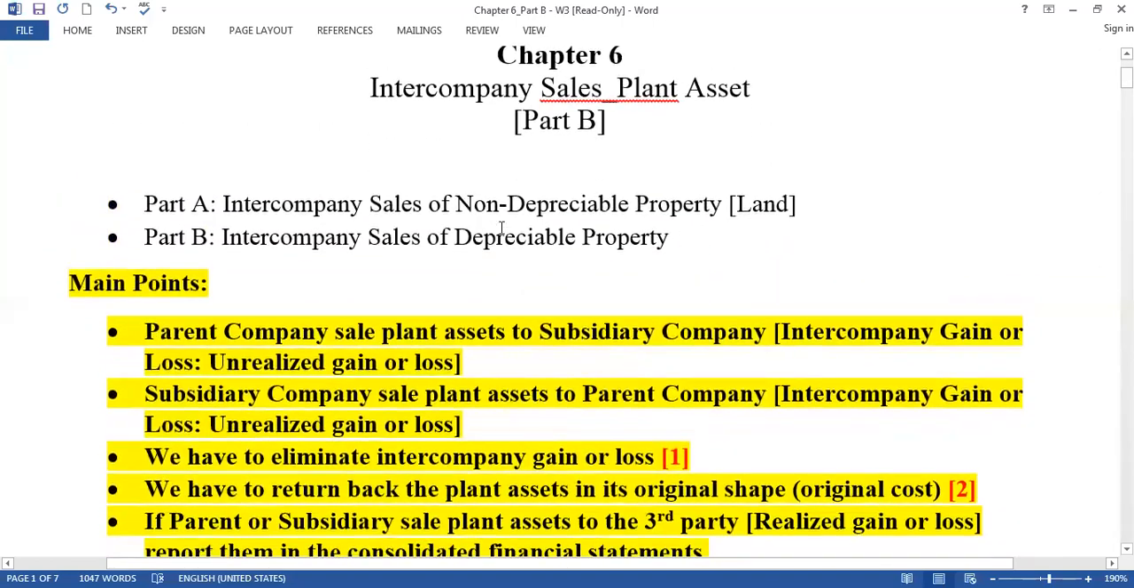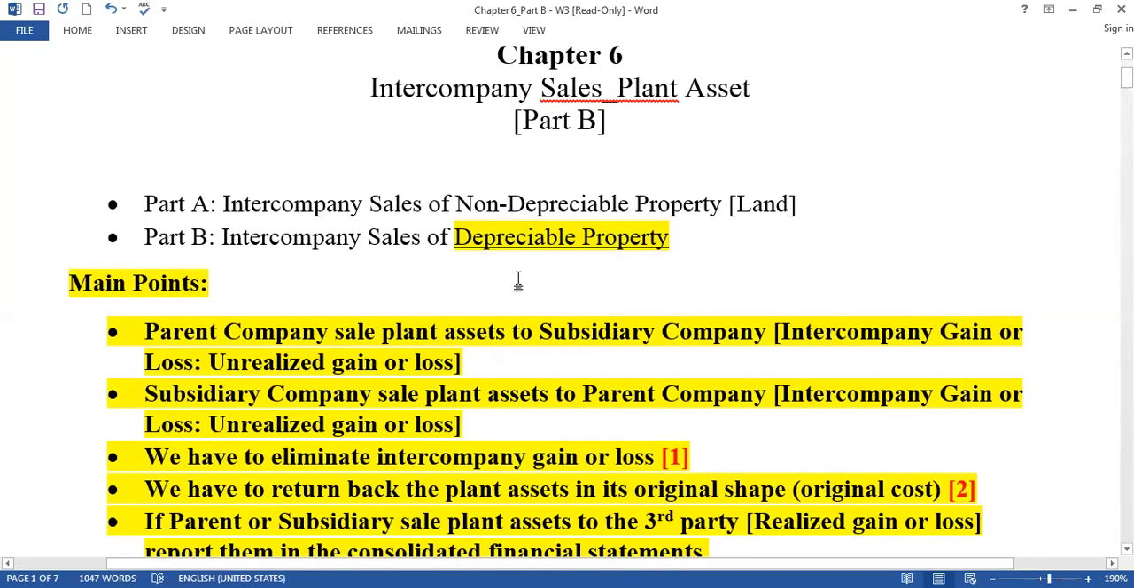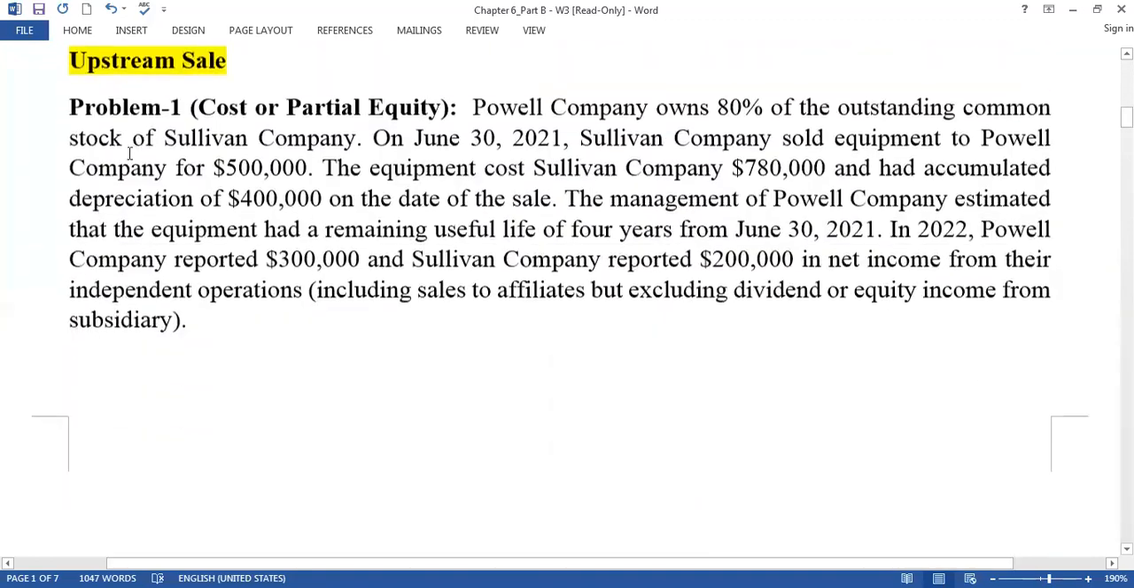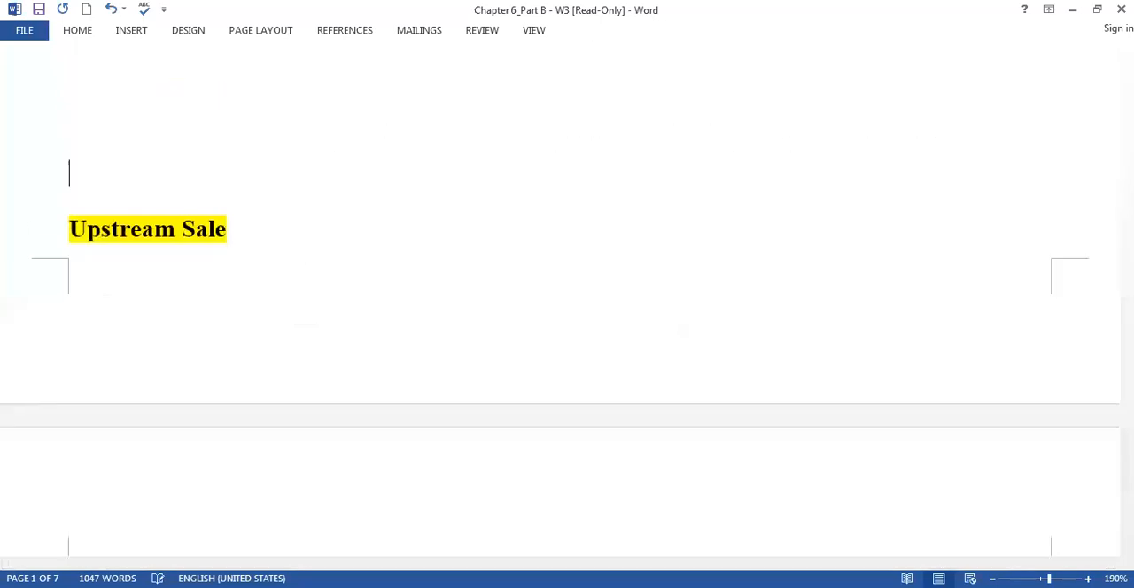But whenever we have depreciable property, the problem is more challenging because of the depreciable property. And this is a really very important topic for the consolidated financial statements. Now read one question and solve it.